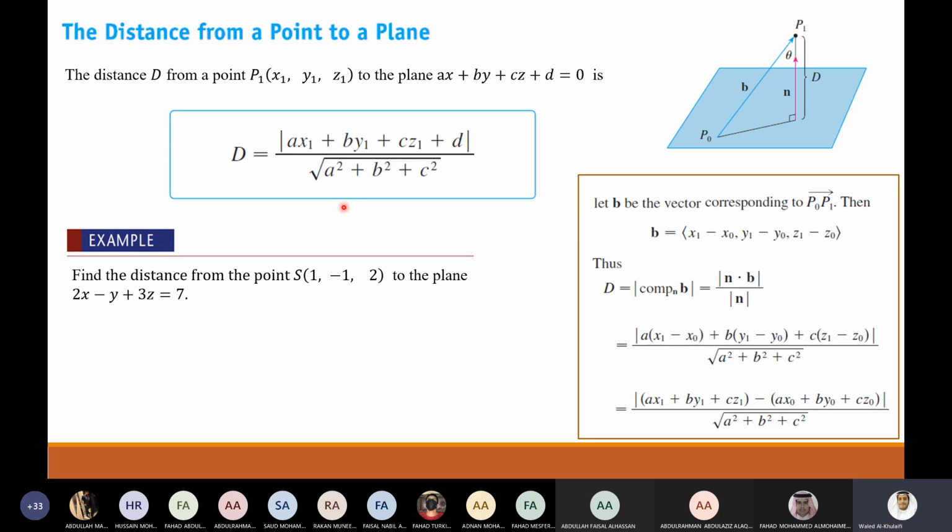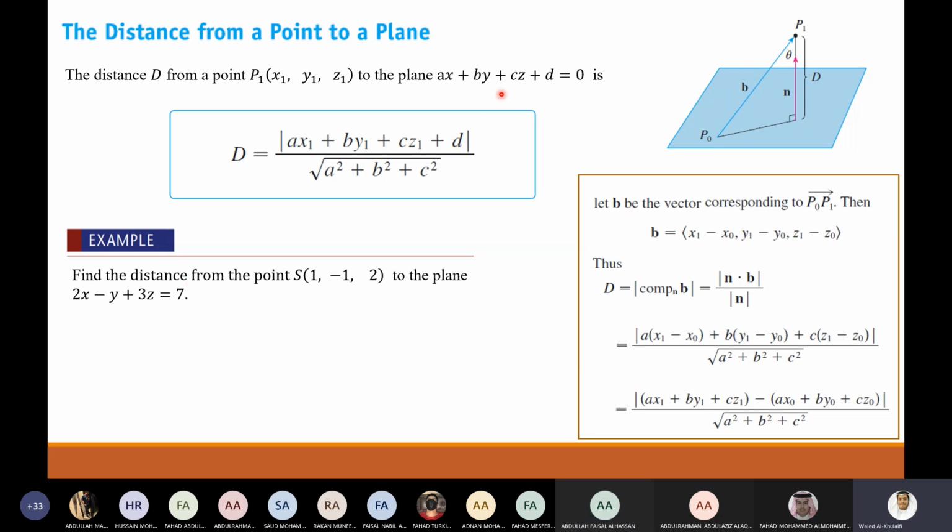Very good, Mohammed. Okay, who is D? Raise your hand. Who is D? Here you have to be careful. Who is D? Yes, Abdullah Faisal. Negative 7. Very good, negative 7.